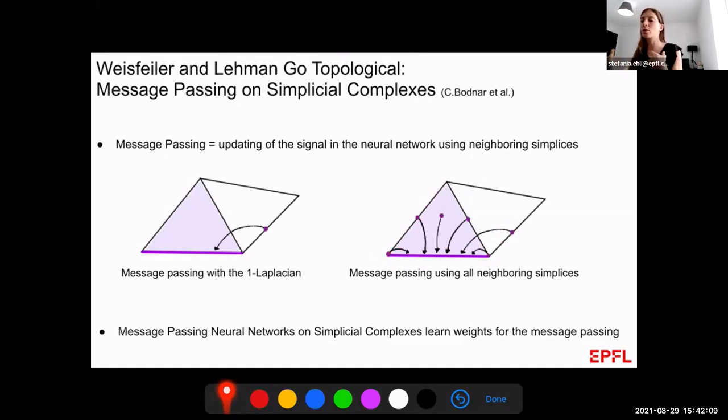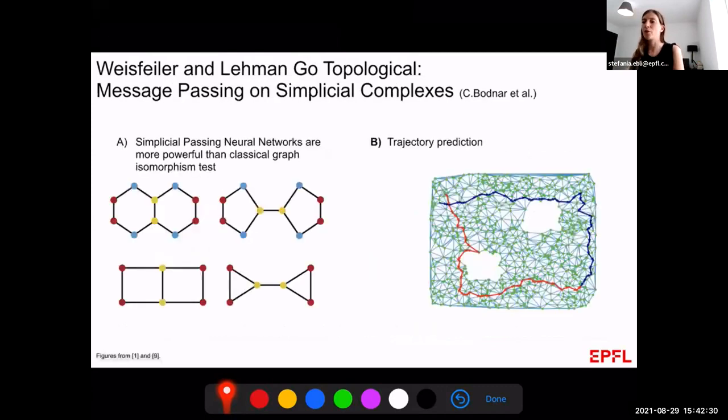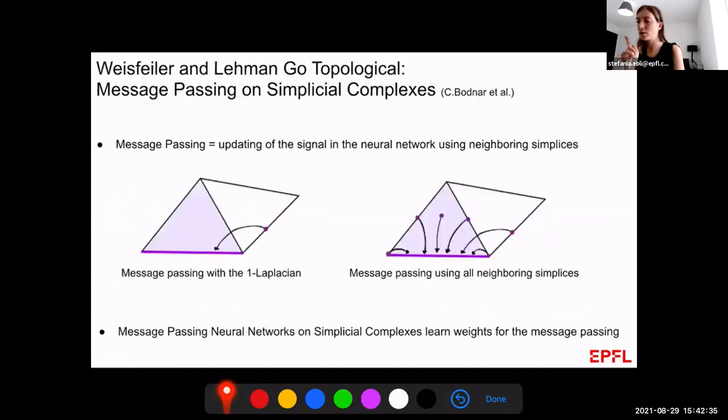So the message passing function includes much more information compared to ours, or it might include much more information. And as with our neural network, what does it learn? It learns weights for how to best pass the signal. And I want to just focus on 2 applications they had in the paper. Let me just go back 1 second. So they define this for simplicial complexes, but also for general cell complexes.